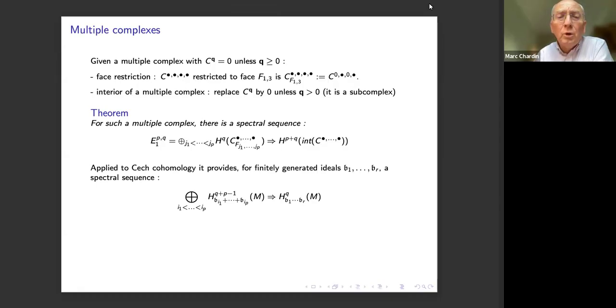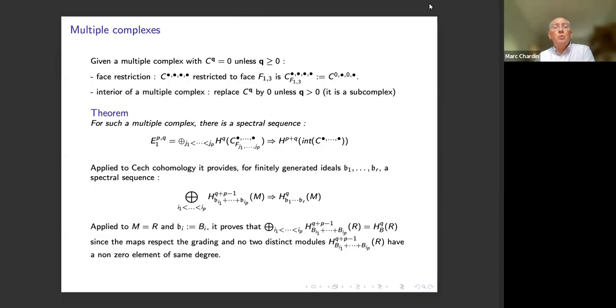Okay, so now applied to M and R, M equal R and R B_i's, you do obtain the theorem from before, because you obtain the spectral sequence and you have the cohomology with respect to different sums of B_i's. Okay, but now with respect to multiple grading, and as we have seen, when you take the cohomology in the sum of B_i's, you invert some variables and not the others. Okay, and there is just one cohomology that is not 0, which is this one.